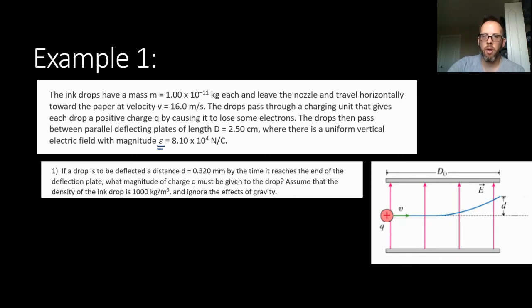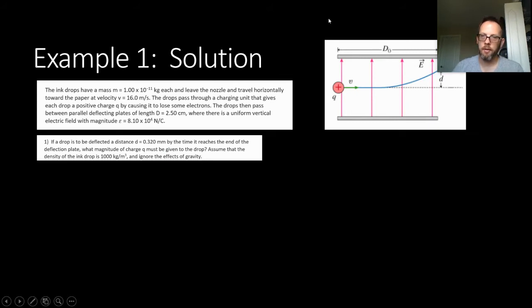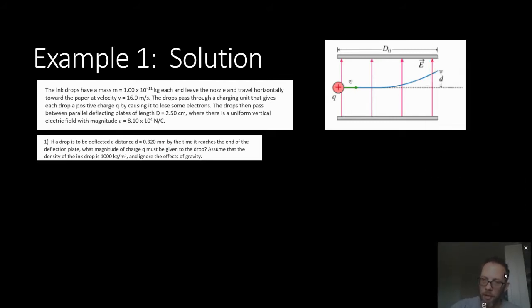Here we know we want a certain deflection. We want this deflection to be 0.32 millimeters by the time it reaches the end of the plate. So what we have to figure out is what the charge on the drop has to be in order to have that deflection. So let's begin. I don't actually think I use the density in this problem. In an older version of this problem I might have, but I don't think we'll need it. So let's get started with a solution.